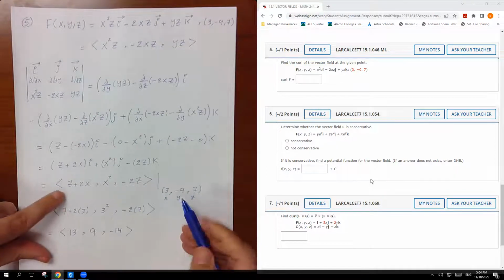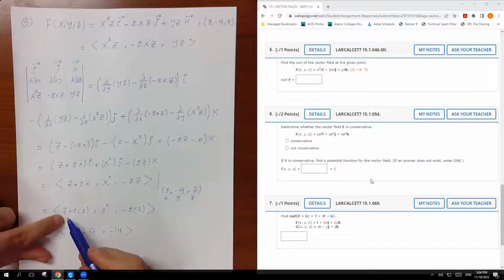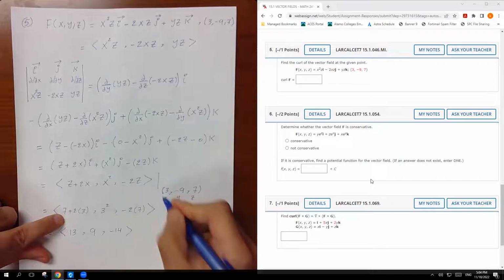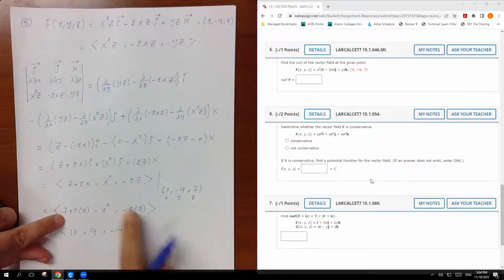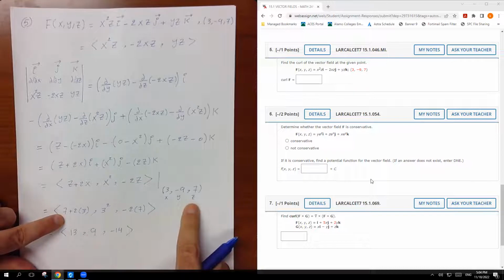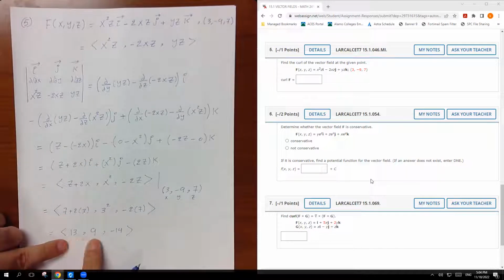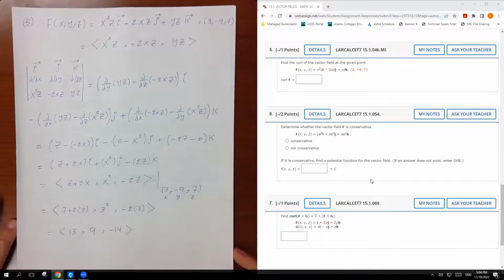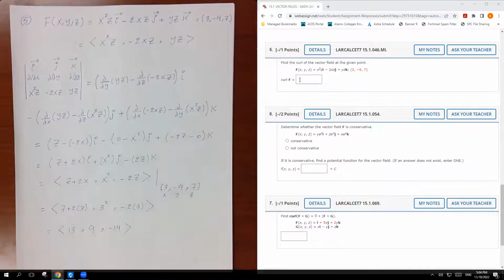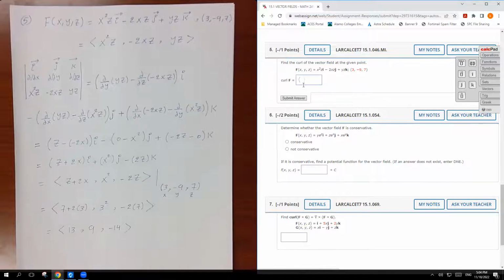Now let's evaluate at this point. So we're going to plug in x, y, z. So it's going to be 7 plus 2 times 3. And here's going to be 3 squared. And here's going to be negative 2 times z, which is 7. So it's going to be 13, 9, and negative 14. So we can write down the answer in the component form. That means 13, comma, 9, comma, and negative 14. That's it for this example.